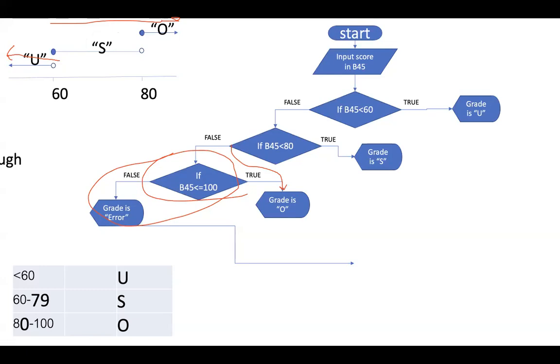Then we can finish the flow chart. Because actually, every single box like this must not end like this. You have to connect them together and end with the stop button. Here I just link them together with the on-page connector and then I can stop. So this is the flow chart for nested if.